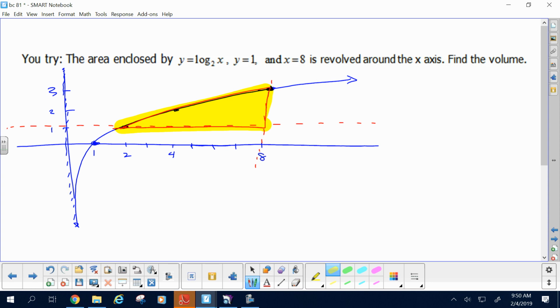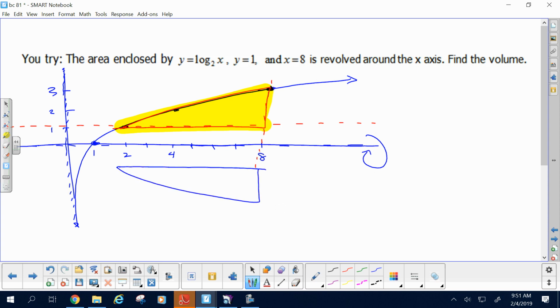Okay, now I'm revolving that around the x-axis. So here's my axis of revolution. If I draw a reflection, now I love the 3D figure revolved, and it looks cool. But if you really want to help yourself with the calculus, draw a single slice revolved, so that your graph doesn't get too busy.